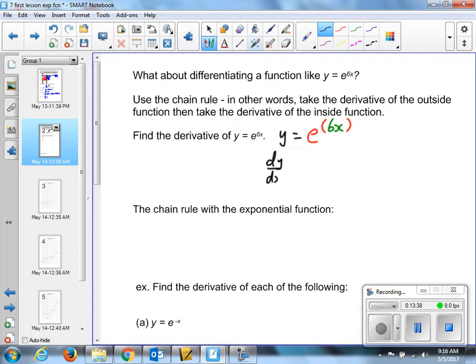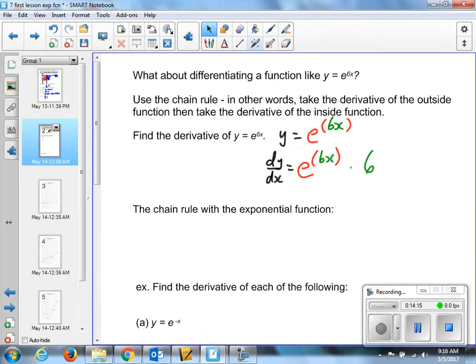dy by dx is equal to, what is the derivative of e to the something? I don't care what the inside is because we're going to leave it alone, right? Take the derivative of the outside. It's e to the, and that 6x is just repeated, right? So we're going to just write it down exactly as is. Now I'm only using the brackets because, like I said, this would work for anything, right? It's e to the. Then you do the derivative of the inside times 6 in this case. Now, you won't see an answer book that looks like that.